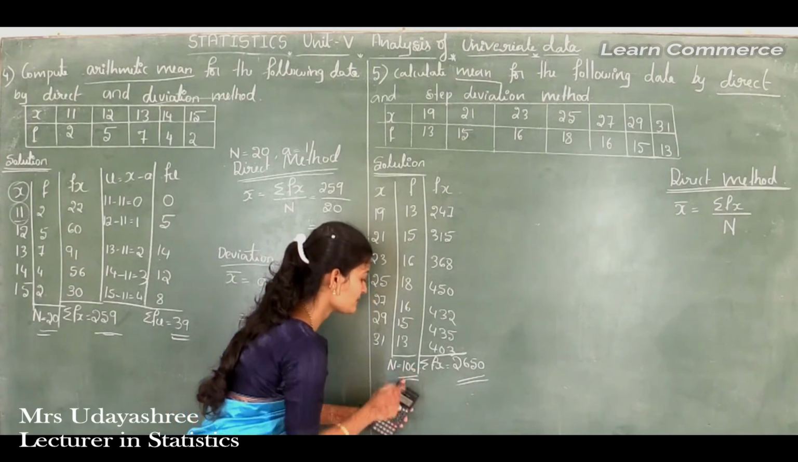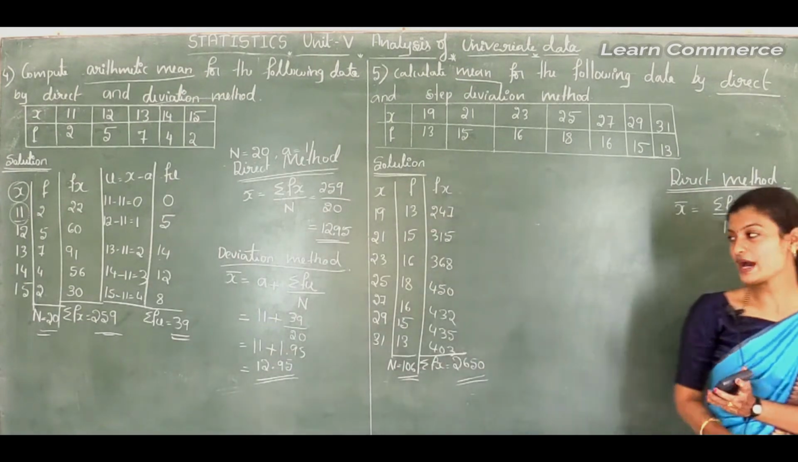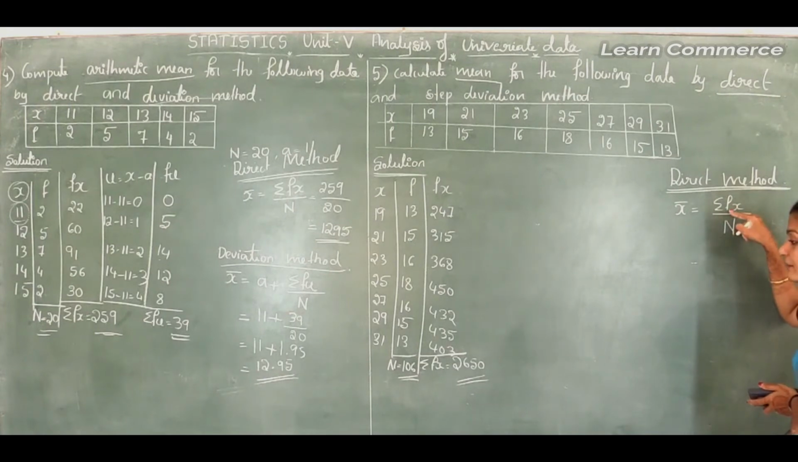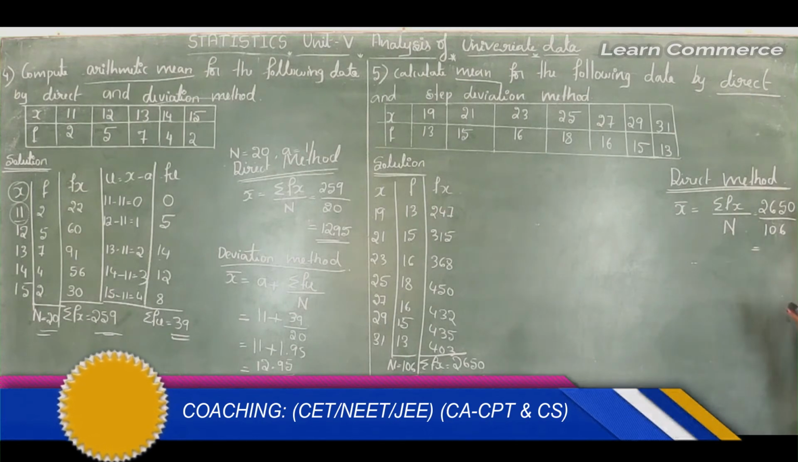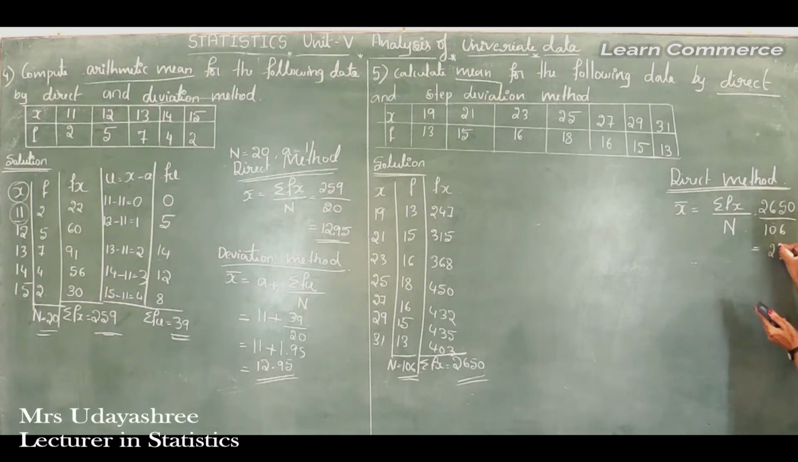Okay, now I will substitute these two values into this formula. So here x bar is equal to summation fx, which is 2650, divided by capital letter N, which is 106. So 2650 divided by 106 is 25. So here we got x bar is 25.